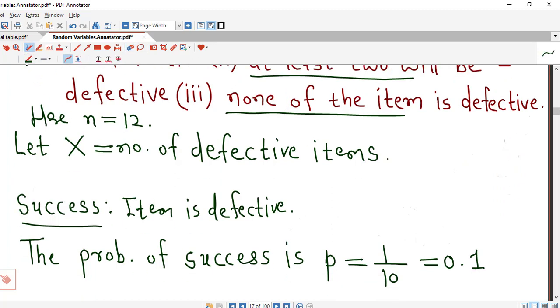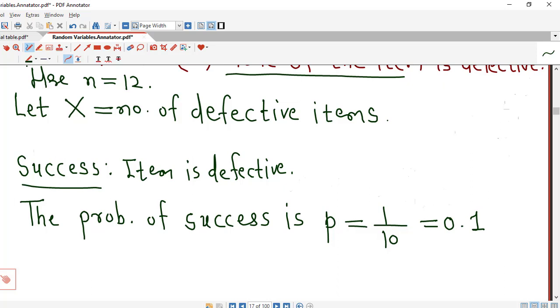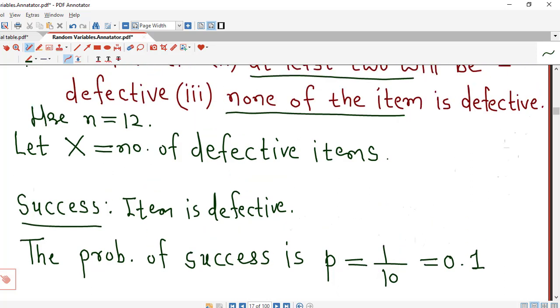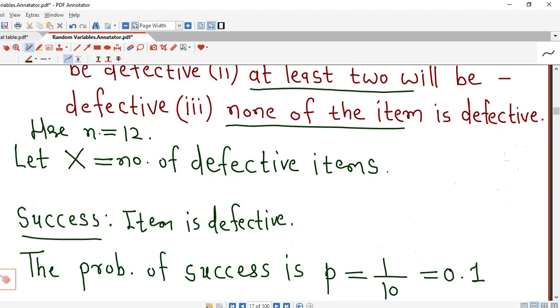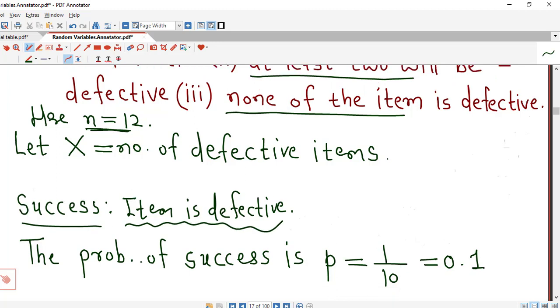So all the conditions of a binomial random experiment are satisfied. The first condition is that the number of trials is finite. Here n equal to 12, so we have 12 items, which is finite, and the items are independent. Also for each item there are only two possibilities: the item is defective or non-defective. And the fourth condition is that the probability of an item being defective remains constant for each item.